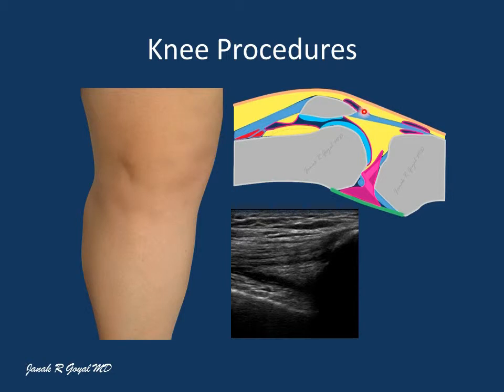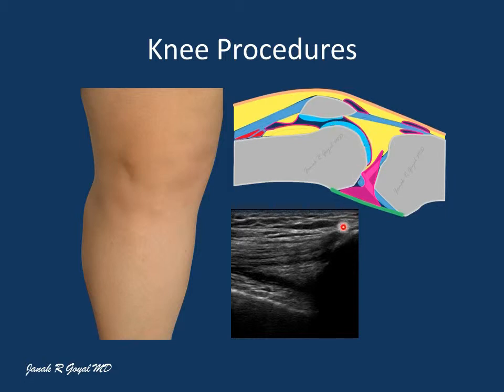And in the infrapatellar region, you have skin, subcutaneous tissue, prepatellar bursa, superficial infrapatellar bursa, patellar tendon, deep infrapatellar bursa, Hoffa's fat pad, and deep to the Hoffa's fat pad you could see the femoral condyle and the chondral cartilage.